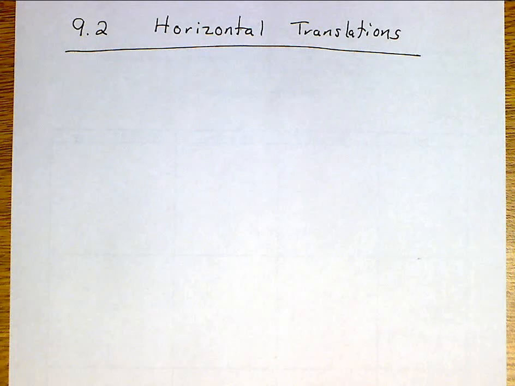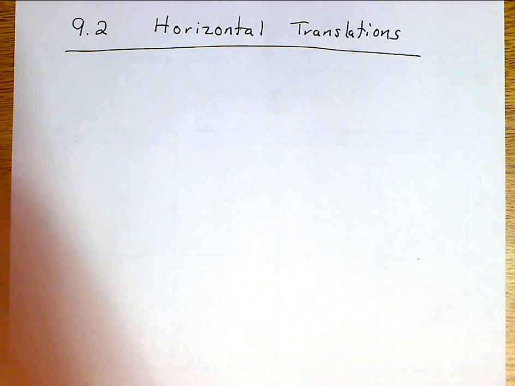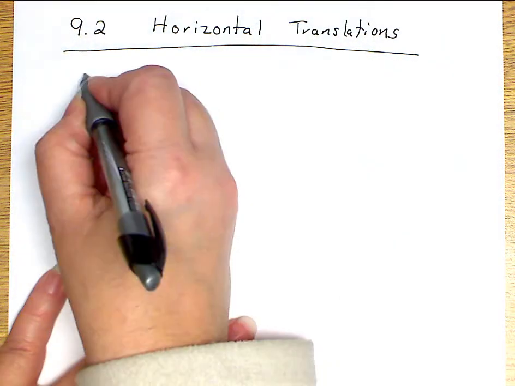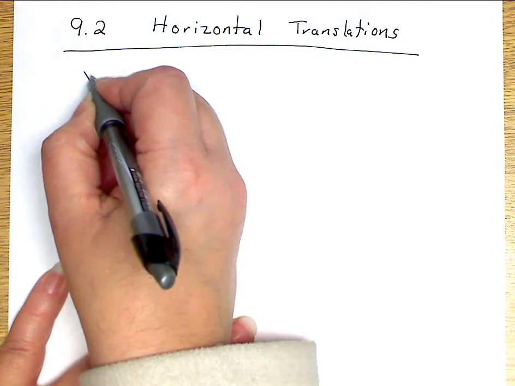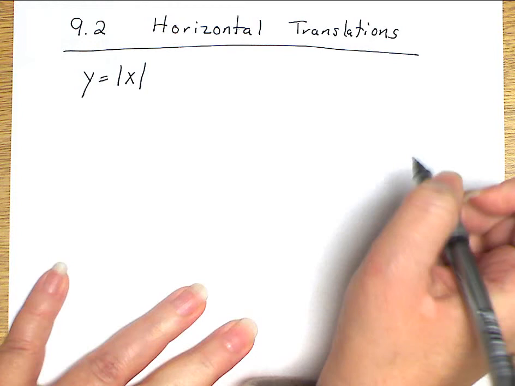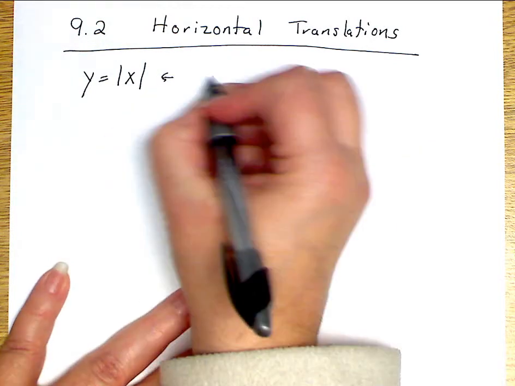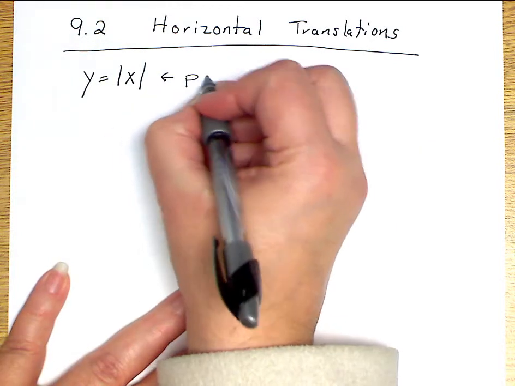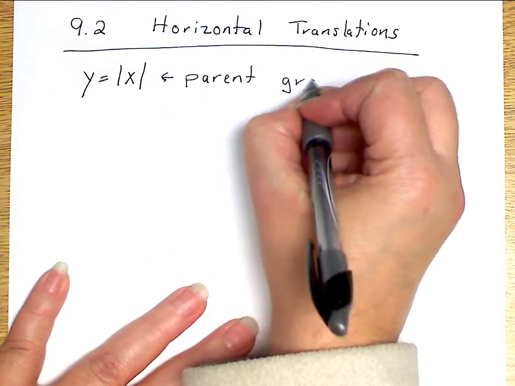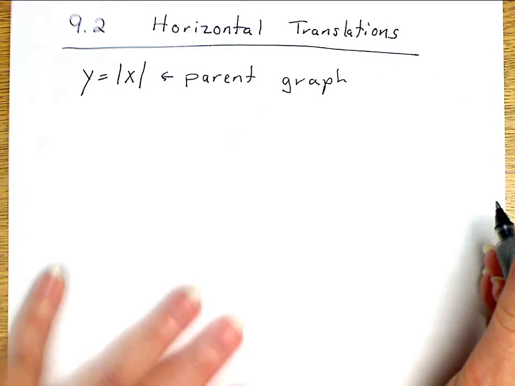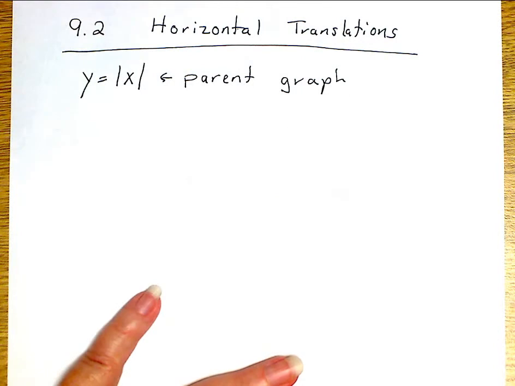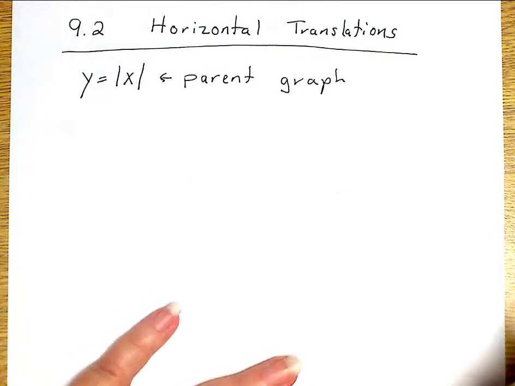So what we are talking about today is horizontal translations. And so we have to, first of all, talk about y equals the absolute value of x. When you start with something, they call it a parent graph or parent function, sometimes if it is a function. So what's going to happen is we're going to take this graph and we're going to translate it. We're going to move it in different locations on our x and y axes.